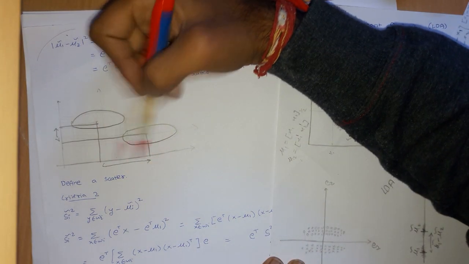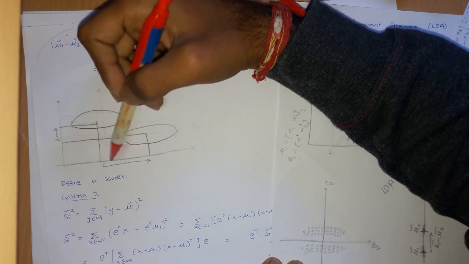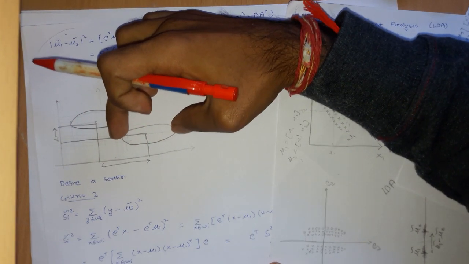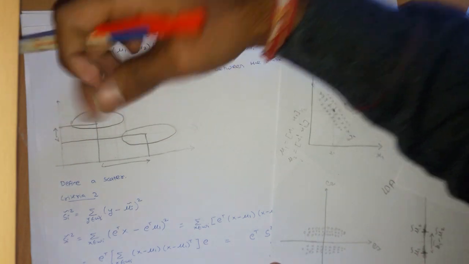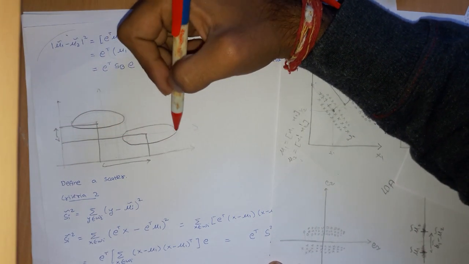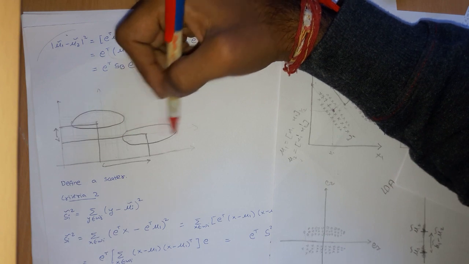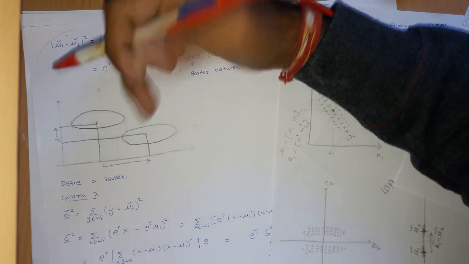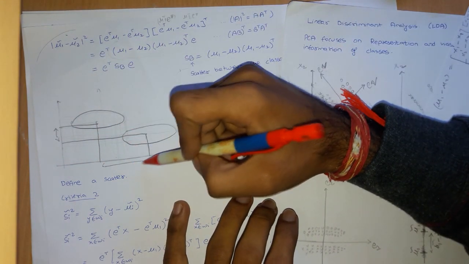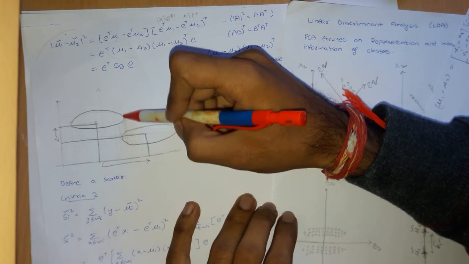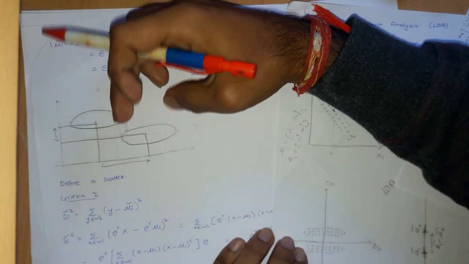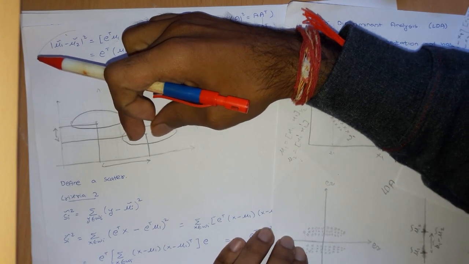So we don't just need the means to be separated. In addition to that, we also need the variances to be taken into account. Because this variance is very huge, we are not able to get a good discrimination on this axis, as there will be an overlap in this particular region. So we want a criterion where the variances are also small.